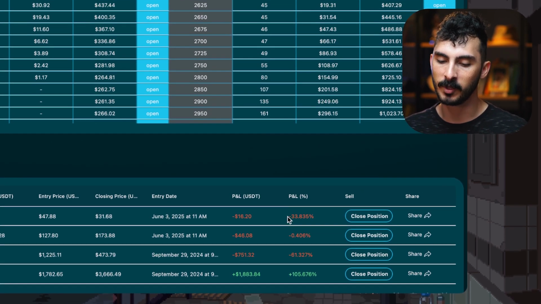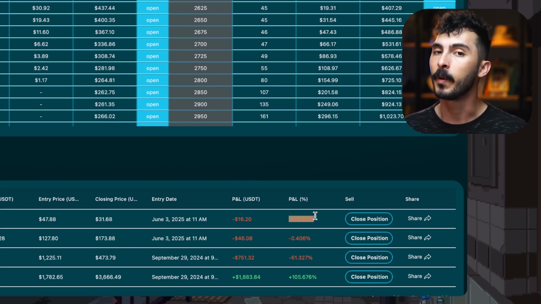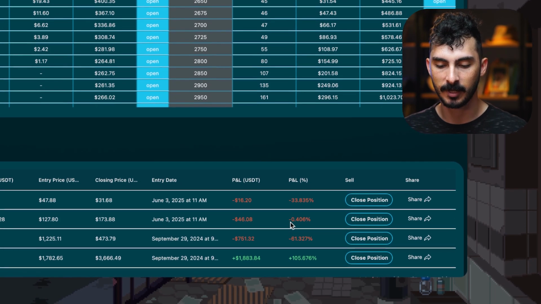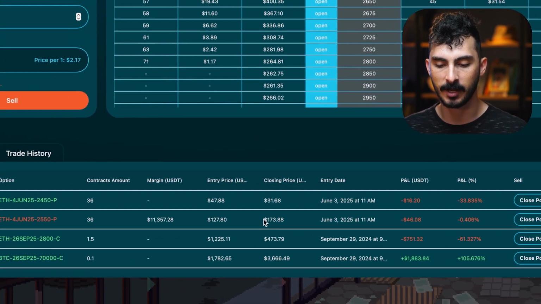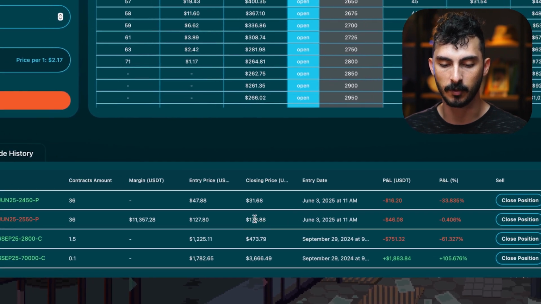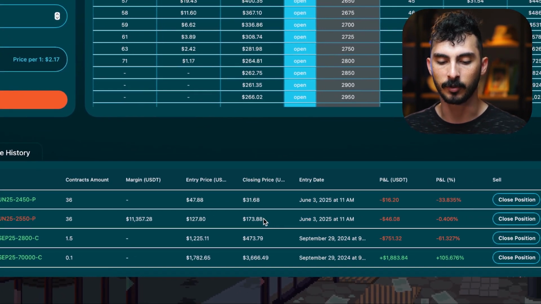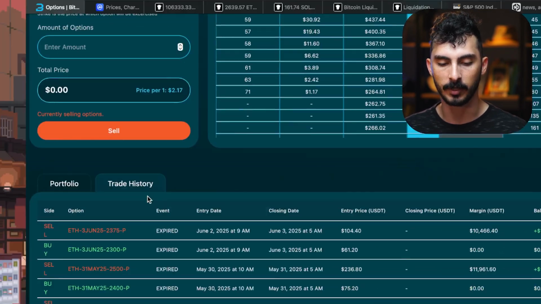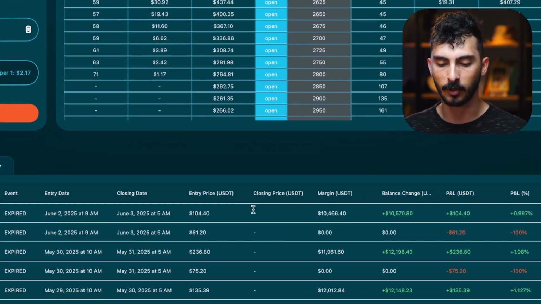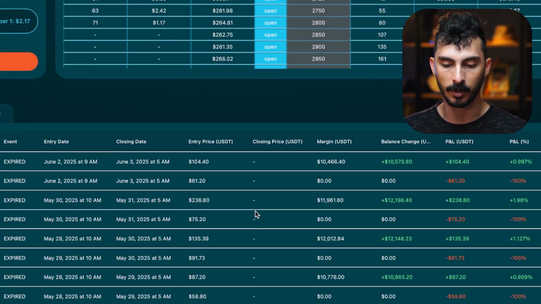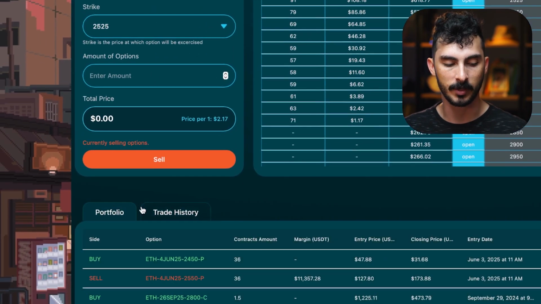But what we want to see is the buy one going down to minus 100% and the sell one being green, and here the closing price going to 0. These will stay the same. This one we want to go to 0, and this one we want to go to 0 as well. Just like we see in the trading history, we go right here, closing price, all of these are null, they're all 0. So this is what we want to see.